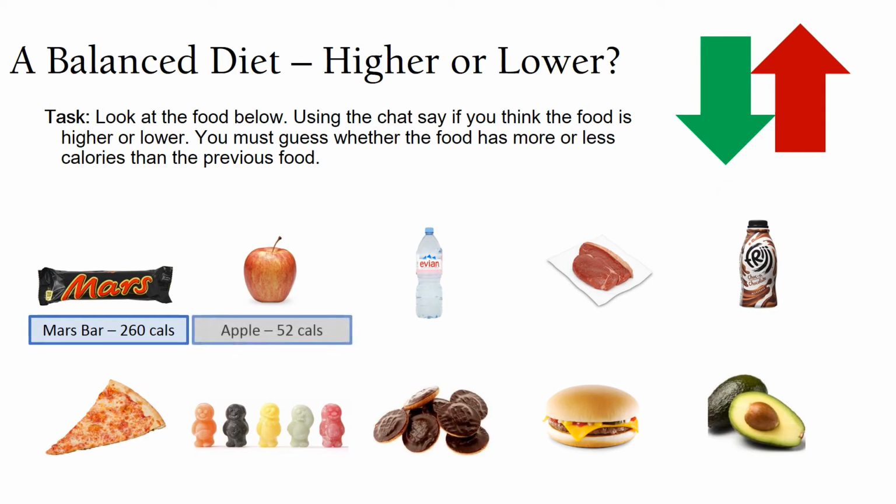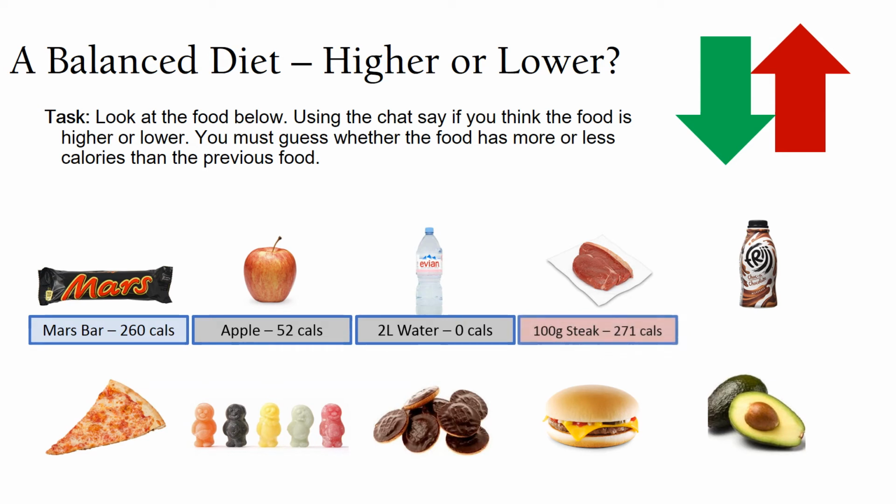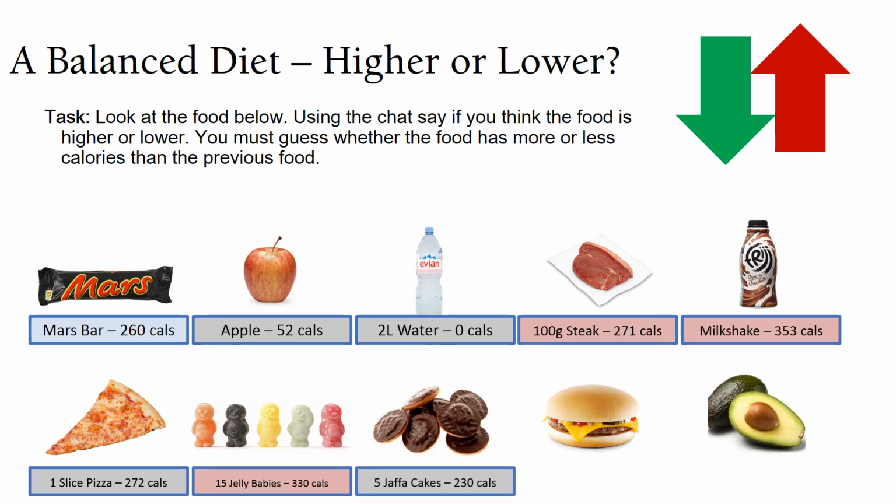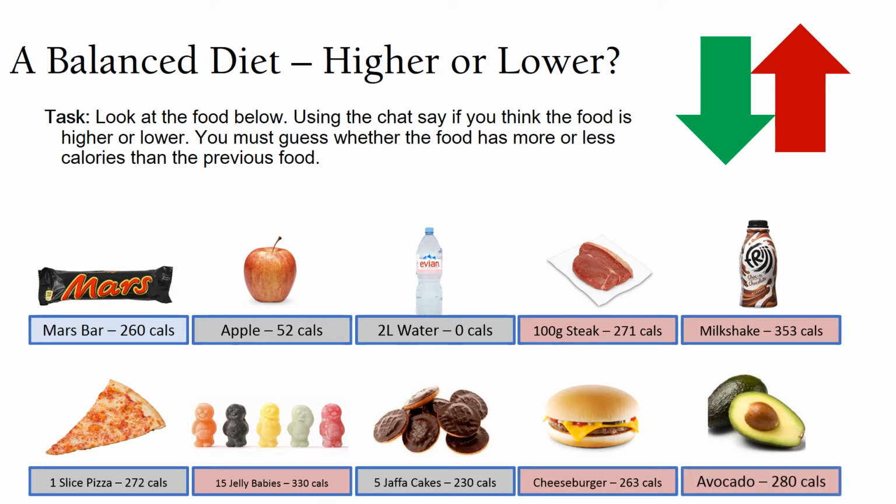So a bit of an activity for you to do is, how many calories do we think are in these items? You can guess the amount of calories in them, and then using the chat function, you're going to put whether you think it is higher or lower than the previous amount of calories in the item. So we've got a Mars bar there, which is 260 calories, and then what do you think? Do you think the apple will be higher or lower?